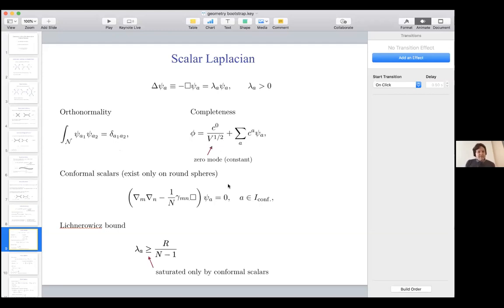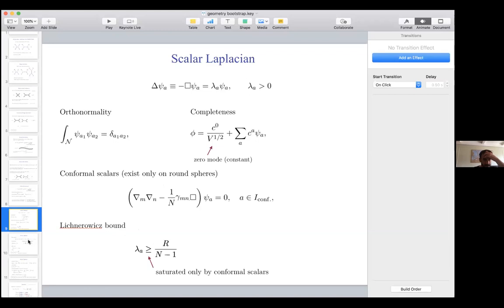There is a special value for these scalars, which go by the name of conformal scalars, which satisfy this double derivative equation here. And these exist only on the round sphere. So that's a special case we only need to worry about for spheres. And there's a bound, the Lichnerowicz bound, which tells us that the lowest eigenvalue is bounded by the curvature over dimension minus 1, and this bound is saturated only for these conformal scalars.